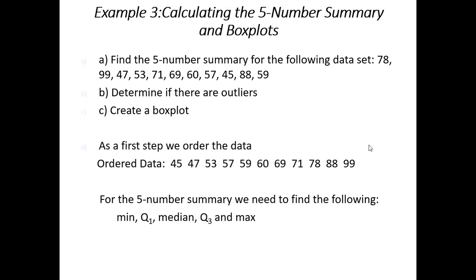Now, for the 5-number summary, we need to identify the minimum value, Q1, which is the first quartile, the median, Q3, the third quartile, and the maximum. And remember, Q1 is the same as the 25th percentile, and Q3 is the 75th percentile.